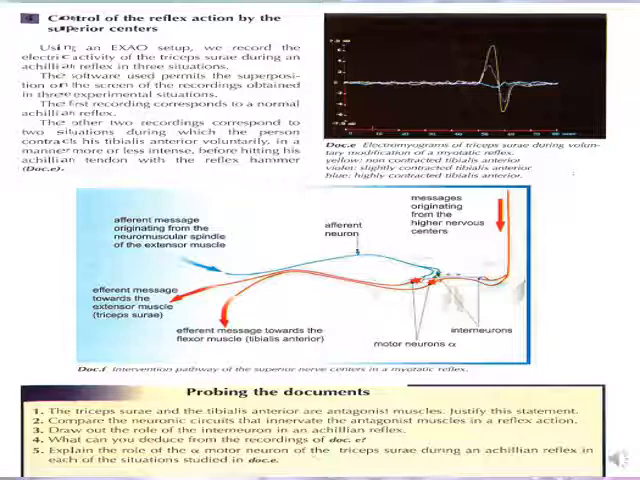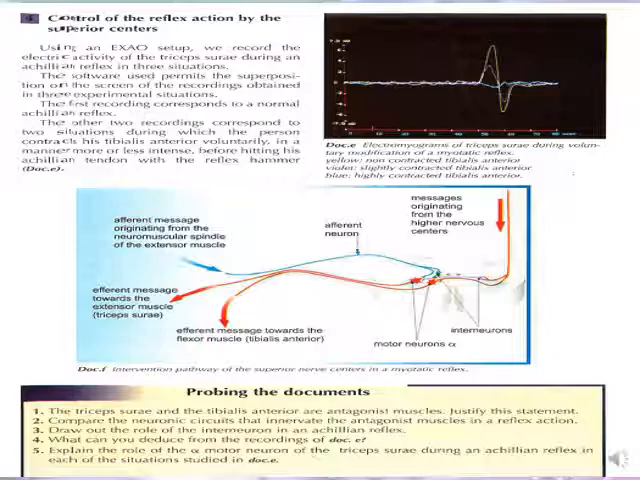Using the setup shown in document E, we record the electric activity of the triceps surae during the Achillian reflex in three situations. The software used permits the superposition on the screen of the recordings obtained in the three experimental situations. The first recording corresponds to a normal Achillian reflex. The other two recordings correspond to two situations during which the person contracts his tibialis anterior voluntarily, more or less intensely, before hitting his Achilles tendon with the reflex hammer shown in document E.